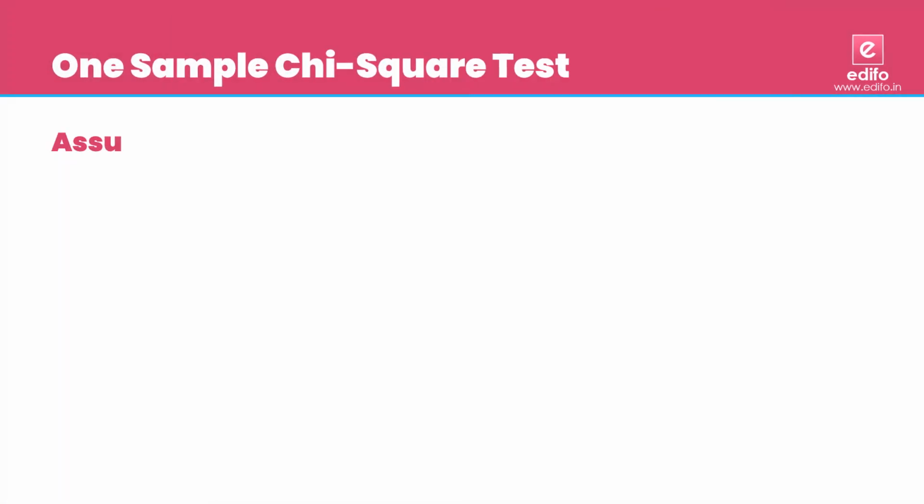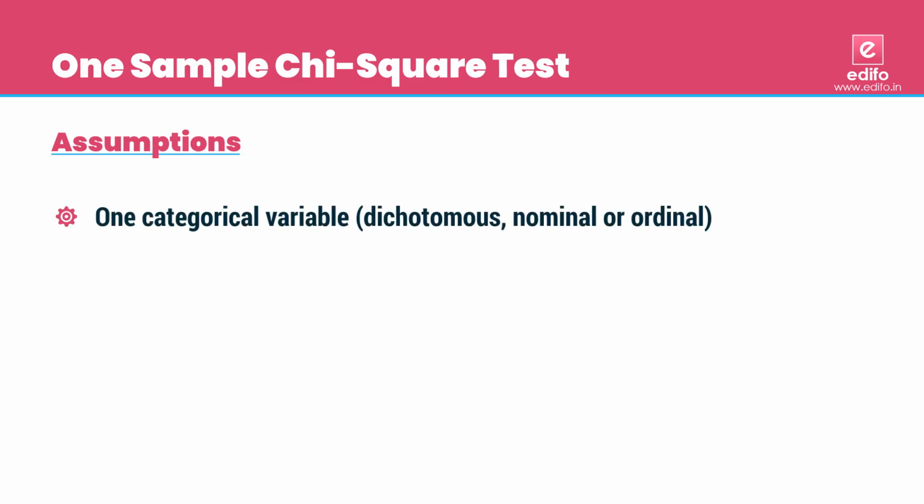Now we move to the assumptions of chi-square test. The first assumption is that one categorical variable is required to conduct a one-sample chi-square test. The variable that we are considering for study should be in categorical format. That category may be dichotomous, nominal, or ordinal. An example of dichotomous is gender, for example, male or female. Next one is, are you politically exposed? Yes or no. Are you married? Yes or no. These are called dichotomous variables.